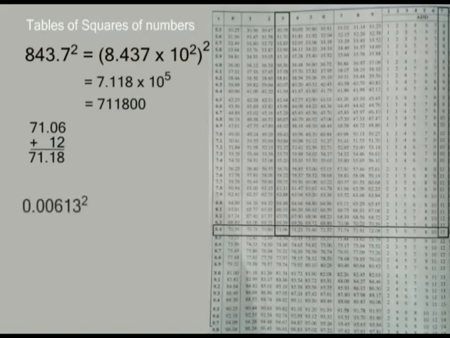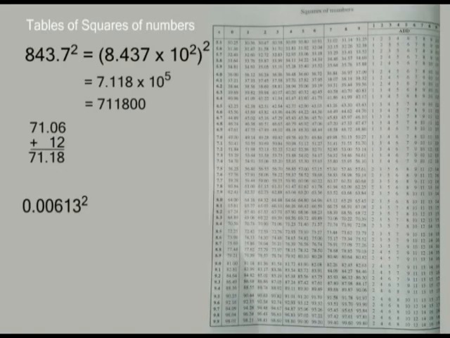Let us now have 0.00613 squared. In standard form, we shall have 6.13 times 10 raised to power negative 3, and then everything is squared. To the tables now.